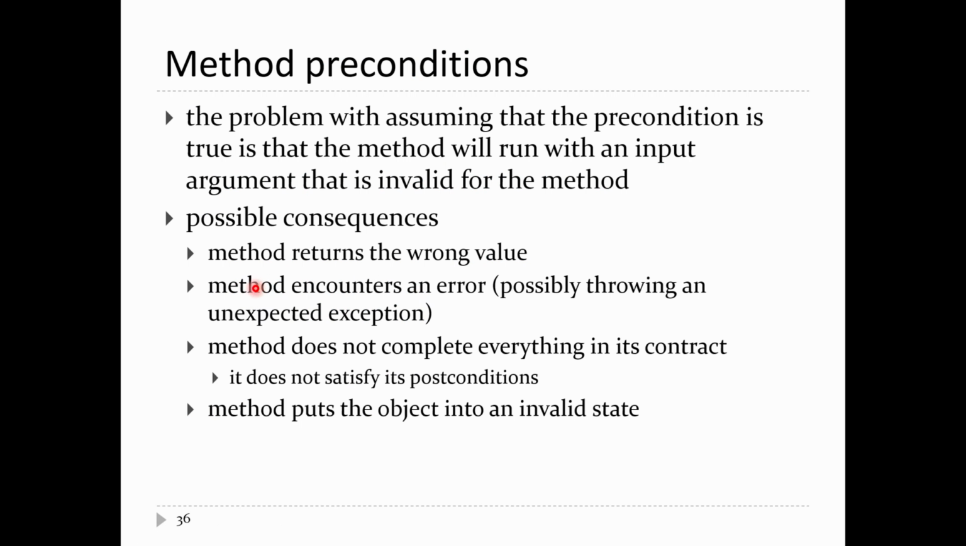Other things that can happen: the method might encounter some kind of error, and if it does, it might throw an exception. That exception probably won't be documented because you're not expecting to throw that exception. So that's not good either. And then the method may not be able to do everything that it says it wants to do or should do. That's an example of not satisfying its postconditions, which we'll talk about in just a second.